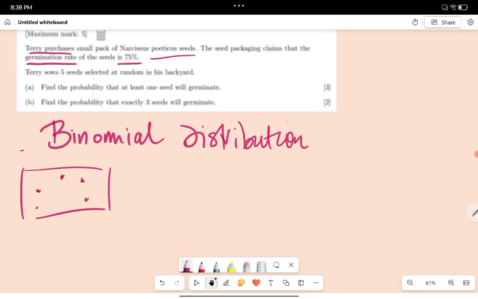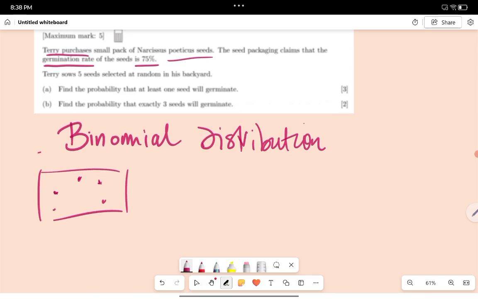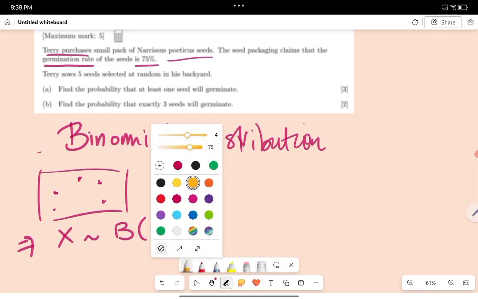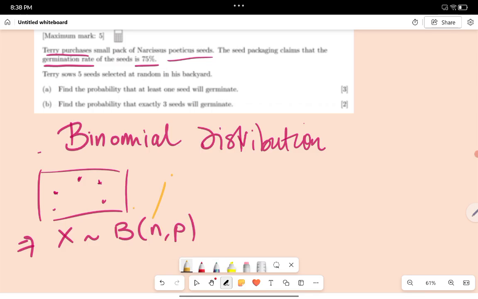Okay, so the thing here is to recognize that this is a binomial distribution. So remember, if we have a binomial distribution, we have a random variable and we have an n and a p. Again, what is our n? The n is the number of trials, right? And p is the probability of success. So, what are we going to talk about? Find the probability that at least one seed will germinate.